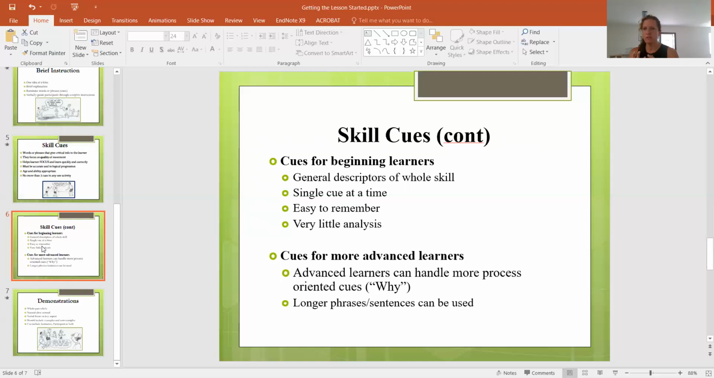So general descriptors of the position or the skill as a whole, a single cue at a time, things that are easy to remember and have very little analysis. So you're not analyzing why your side needs to be the target, why your weight is on the back foot. You're not analyzing that as a beginner. And that makes sense. Once you've crossed that threshold with the majority of your students and they are no longer beginners as far as the initial easy cues, you can start to talk about process or why. They can handle more process oriented cues. Why do we put the weight back? When we're throwing, why do we step with the opposite foot?